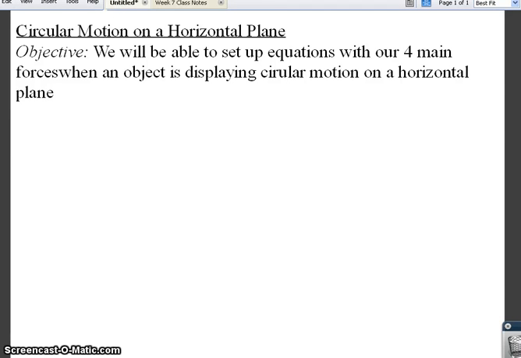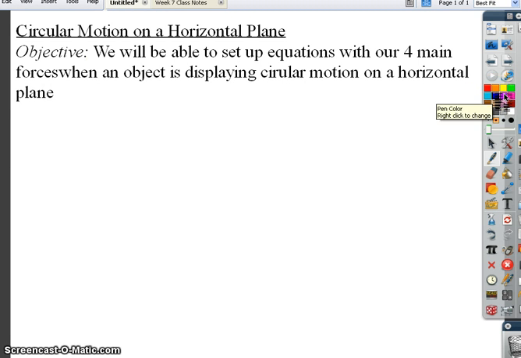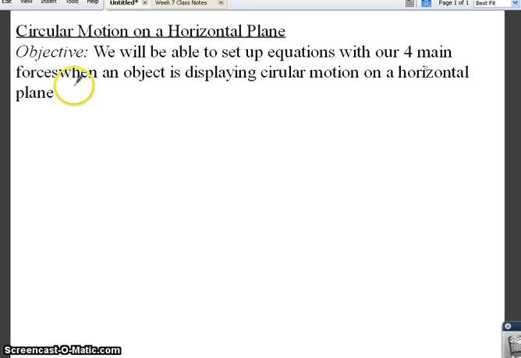Good morning, class, and welcome to this lesson on circular motion on a horizontal plane. Today we will be able to set up equations with our four main forces when an object is displaying circular motion on a horizontal plane. Notice we're going to use our four main forces and we are just going to set up equations. We are not going to do any math today. We will save that for class time.